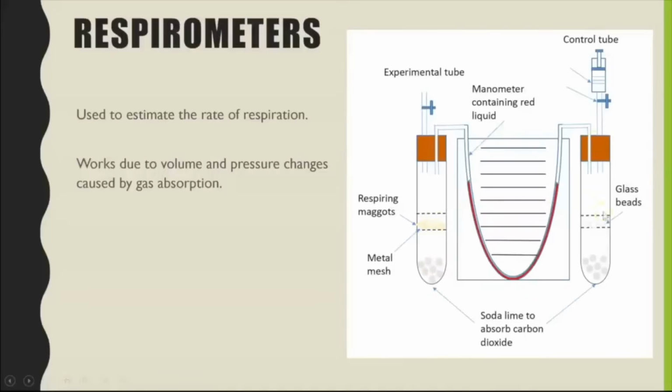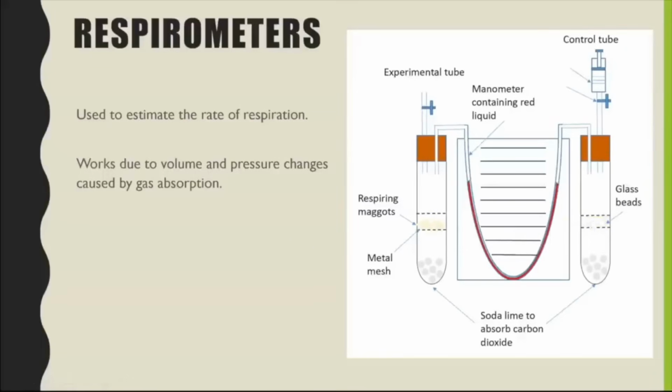Our control tube is exactly the same, except if we want to prove that it's definitely the organism that is respiring and nothing else causing the changes, then we need to put in an inert object. So we've got glass beads here as an example, because they won't be respiring, but you'd put the same mass of glass beads in as maggots just to keep everything consistent.